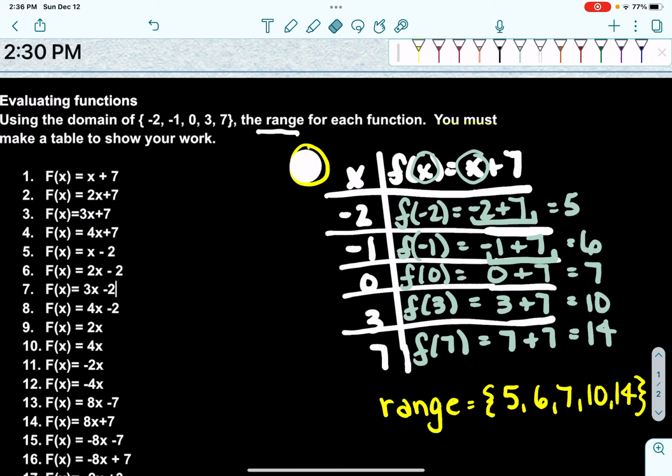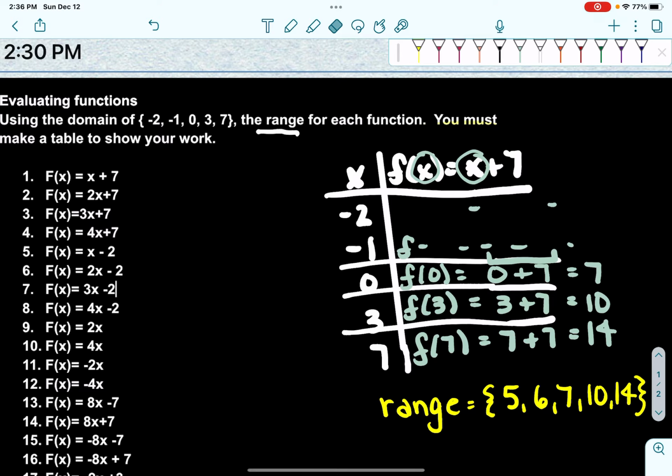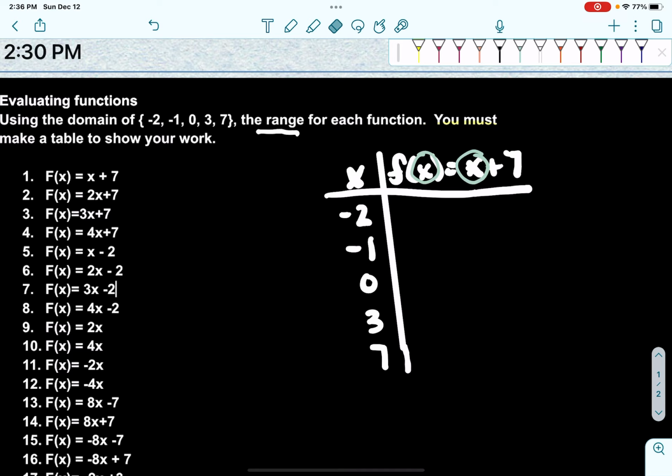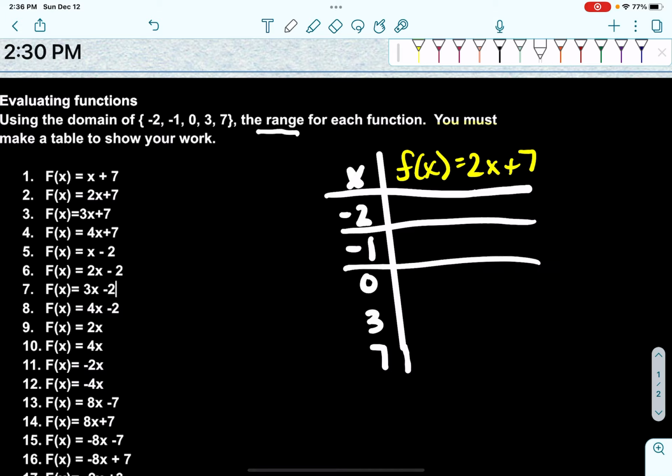So what I'm going to do is get rid of pieces of the table here. And then I'm going to go ahead and do this second one with you, just to make sure you have a couple to look at, to make sure you understand what you're doing. So my equation for number 2 is 2x plus 7. All the rest of the table is exactly the same as the last one. So all of this part in white is going to show up on every single one of these tables that you use.